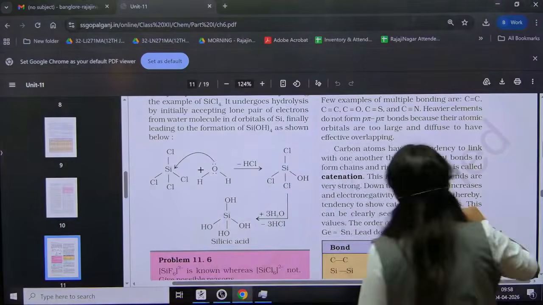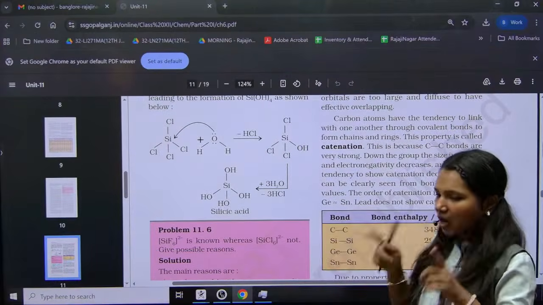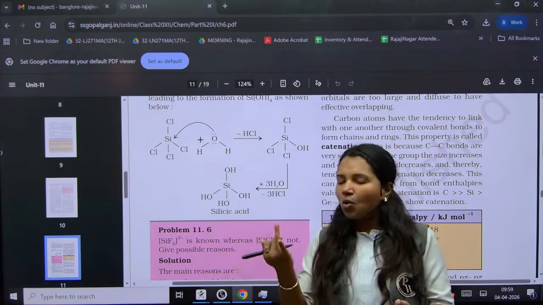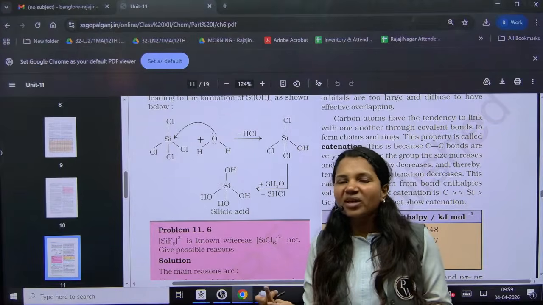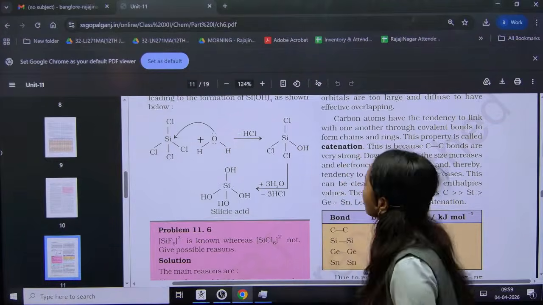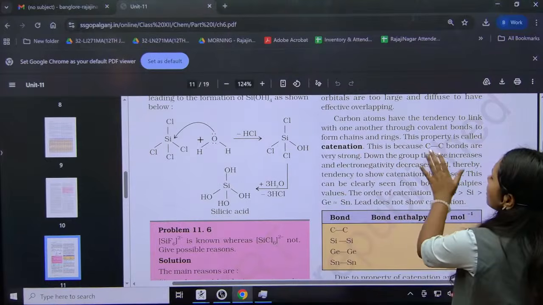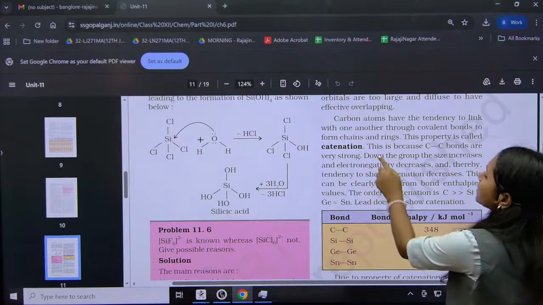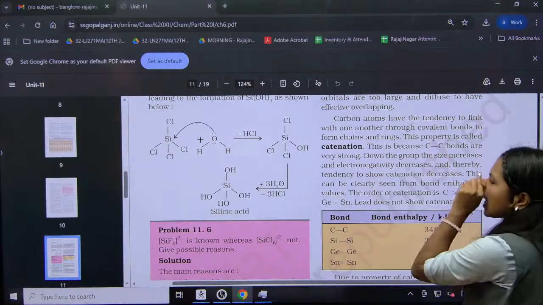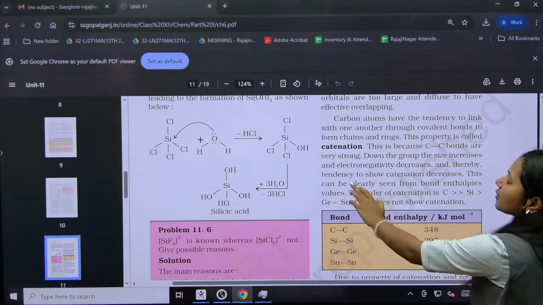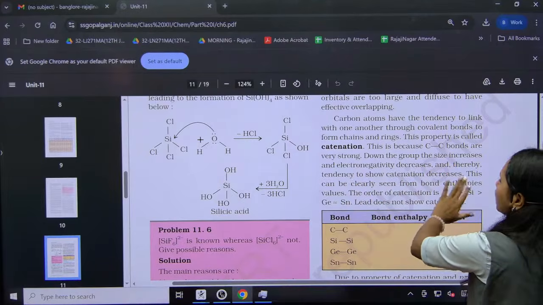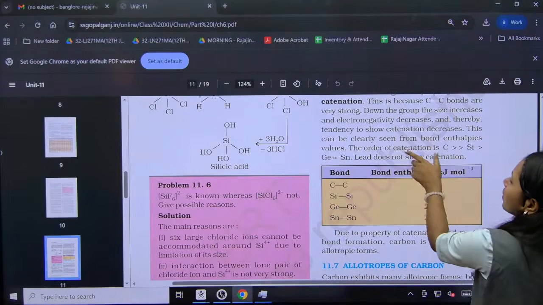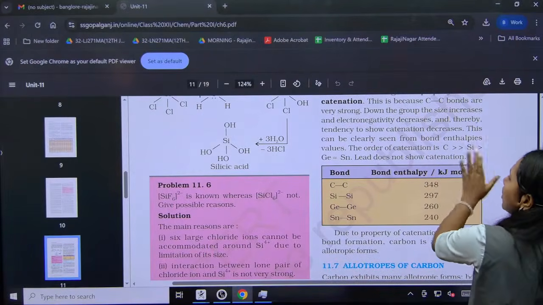Now the question is, why does only carbon show catenation? Why not silicon? Why not germanium? Why not tin? Why not lead? The answer is that carbon-carbon bonds are very strong. First point: down the group, the size increases and electronegativity decreases, so the tendency to show catenation decreases. This can be clearly seen from the bond enthalpy.